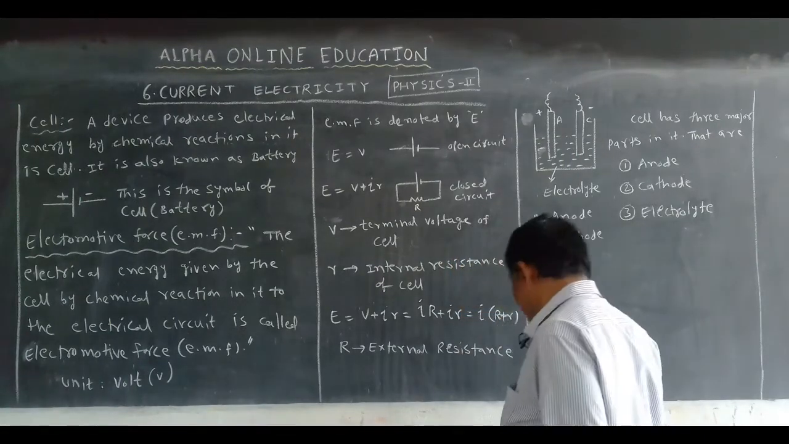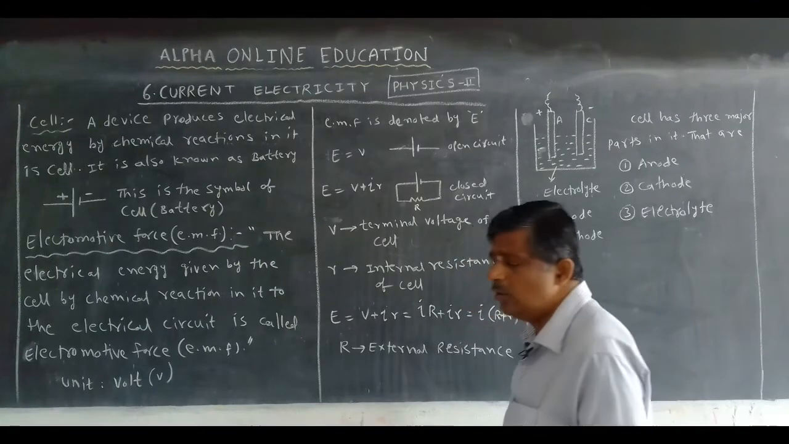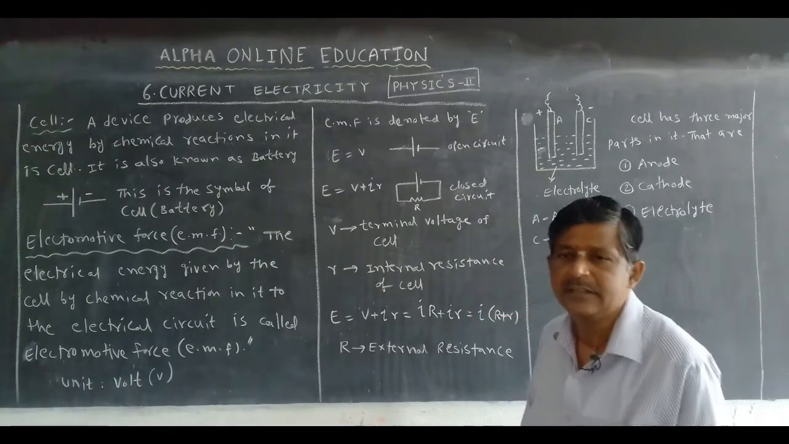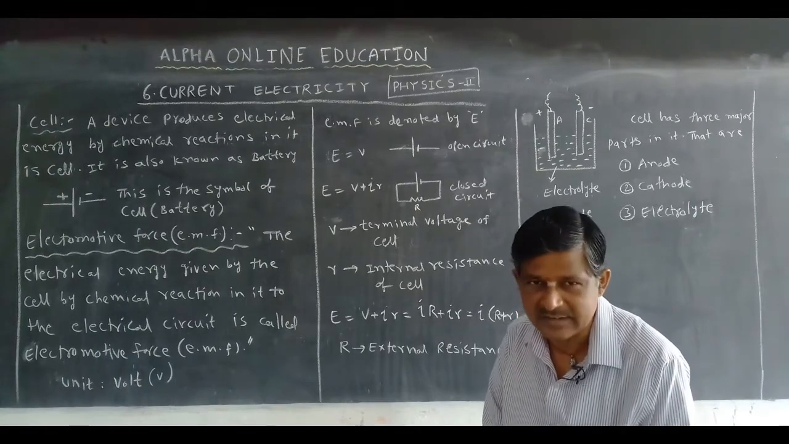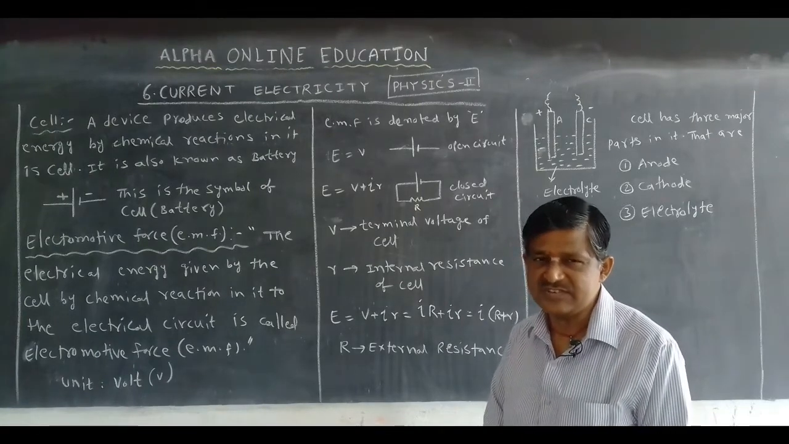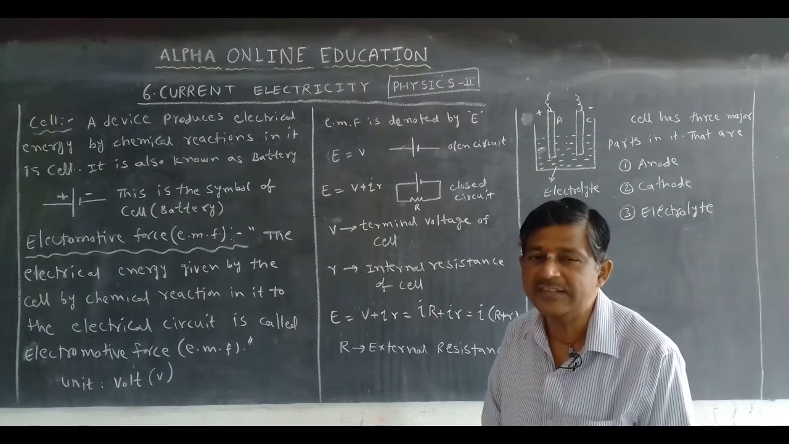Okay. Now, how is the cell designed? The first cell is called the primary cell. The primary cell was designed by the scientist Volta.